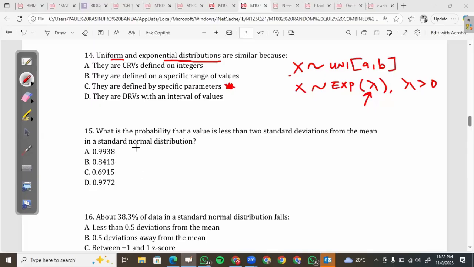Okay, what about question 15? Question 15, they're saying, what is the probability that a value is less than 2 standard deviations from the mean in the standard normal distribution? Less than 2 standard deviations from the mean in a standard normal distribution simply means the probability that Z is less than 2. We can write this 2 as 2.00. So you just go to the Z table and get this probability. We know how to get this, right? Let me go there.